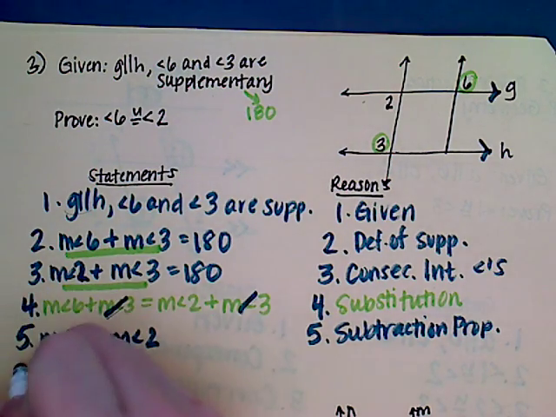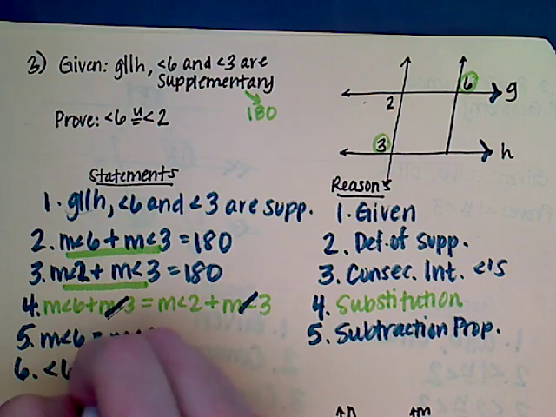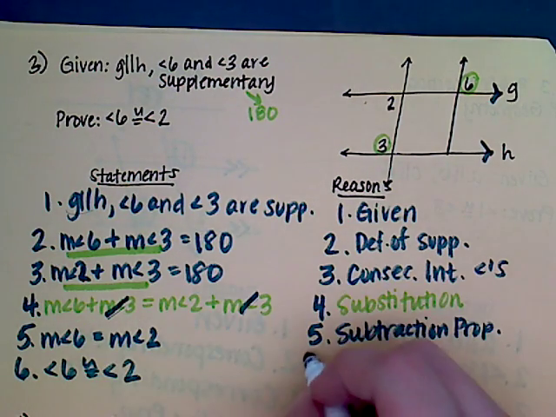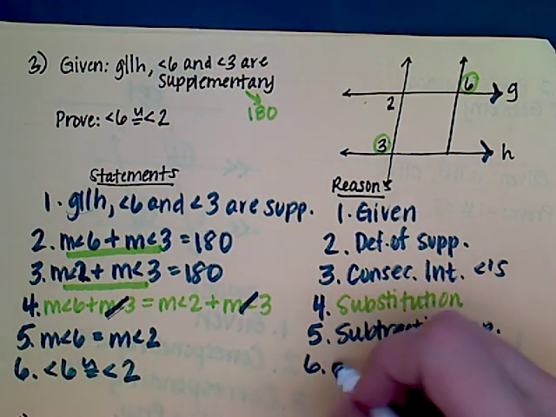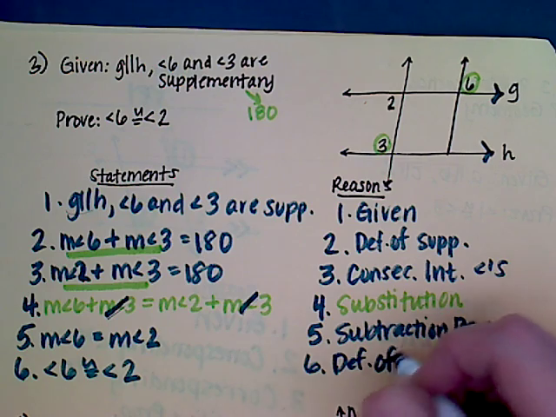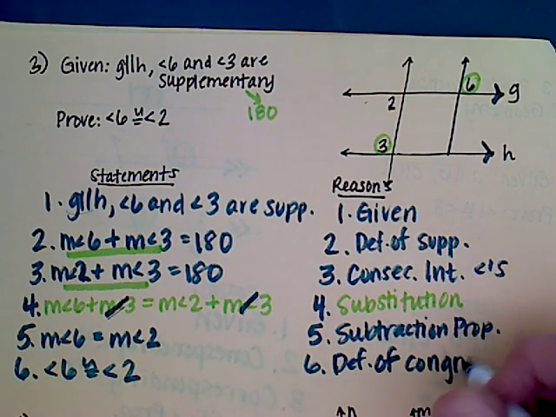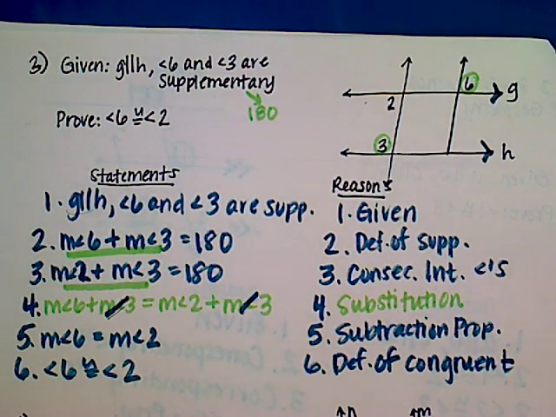And now that we said 6 and 2 are the same, we can say that angle 6 is congruent to angle 2. And hopefully you remember when you go from equals to congruent, or vice versa, it is definition of congruent.